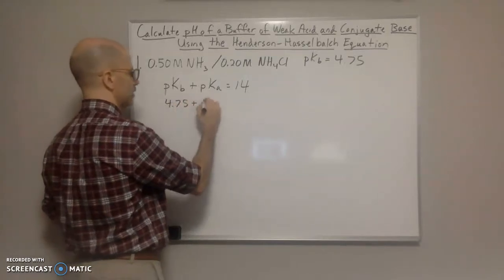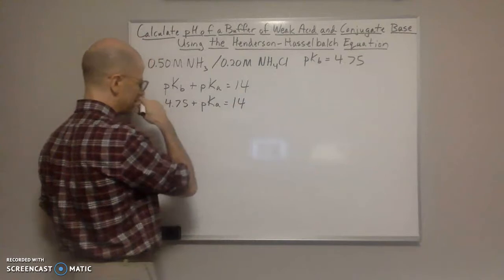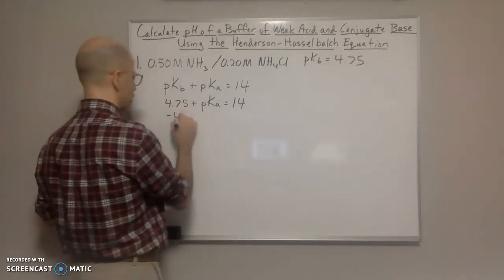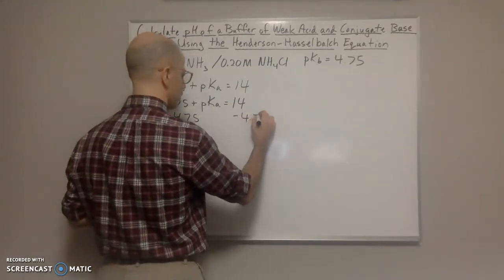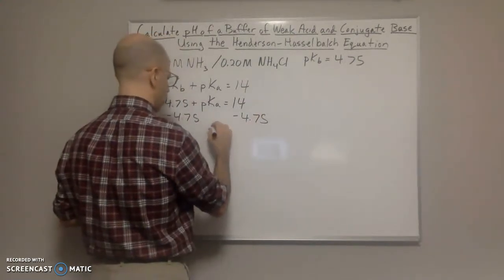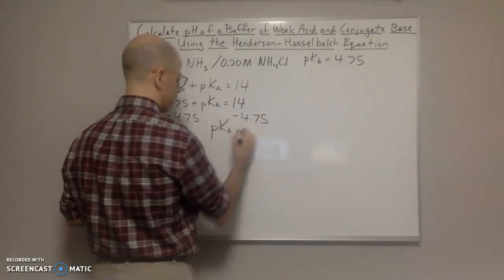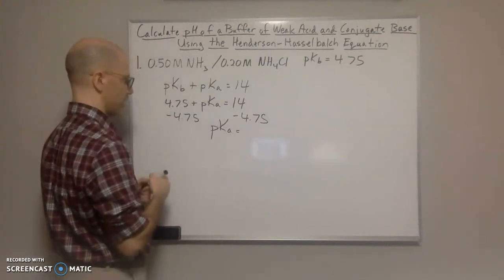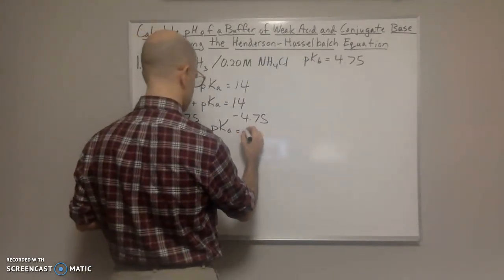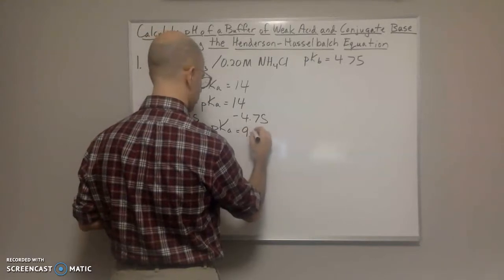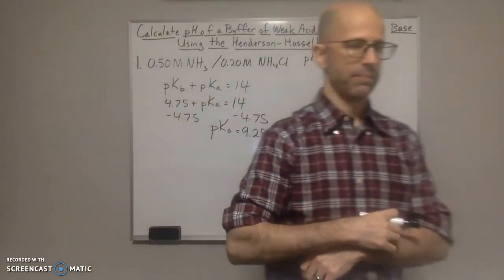4.75 plus pKa gives you 14. Subtract 4.75 from both sides, and your pKa is equal to 9.25. So there's your pKa.